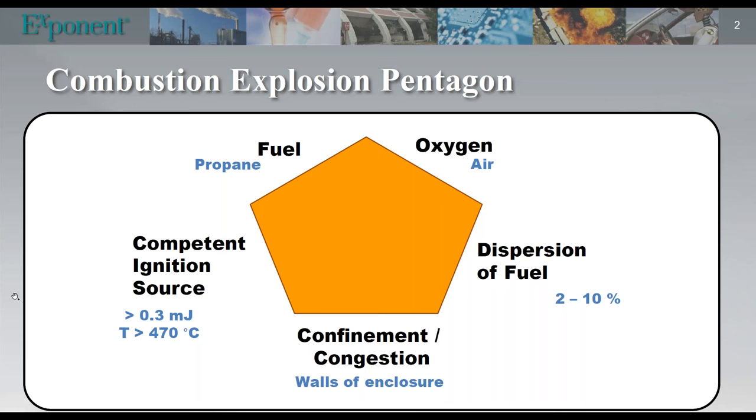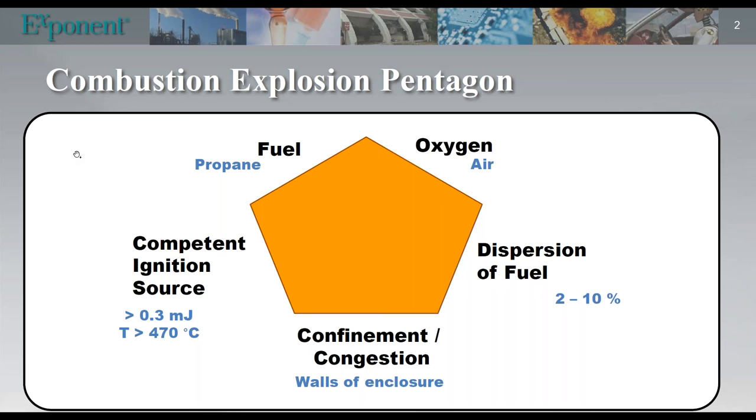In the pentagon, you have the three components that you have in the fire triangle: your fuel, your oxidizer, and a competent ignition source, which would be the source of heat in the fire triangle. But in addition, you would also need the dispersion of the fuel prior to ignition, and confinement or congestion.